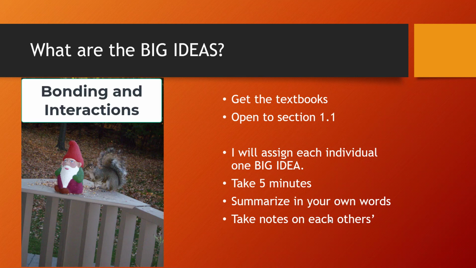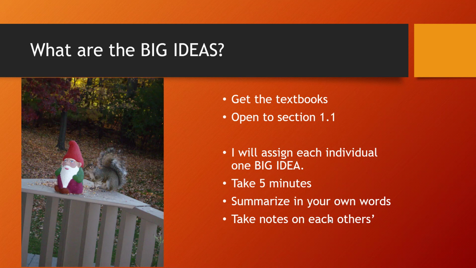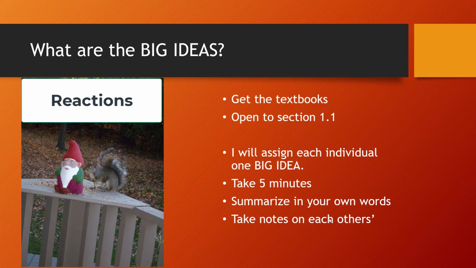Bonding and interactions. Well, most elements exist in compounds. So oxygen is not just a single atom. Oxygen is a compound made of two atoms stuck together, both, of course, oxygen atoms. But these ideas of interactions and bonds between atoms are important in chemistry. How do we get these bonds? Well, that's something called reactions.